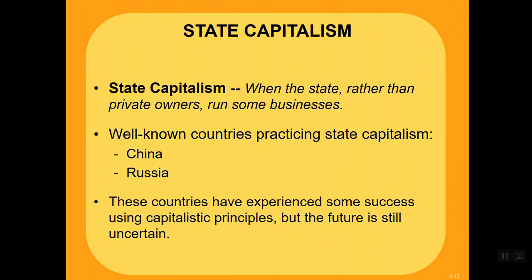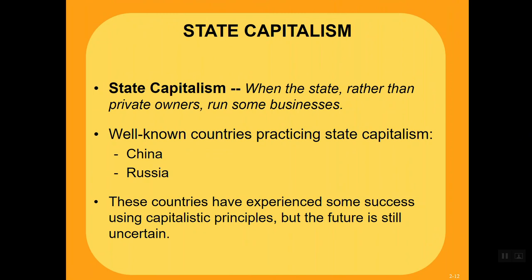State capitalism refers to when a state rather than private owners run some businesses. For example, China and Russia have what are called state capitalism economies. They have experienced some success using some capitalistic principles, but really the future of these economies is uncertain, although as time goes on, they're proving to be more and more successful.